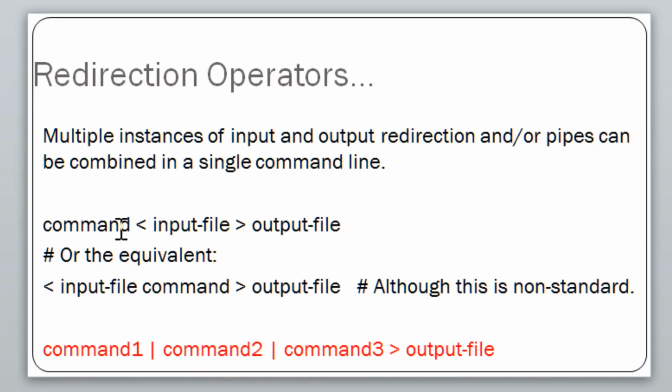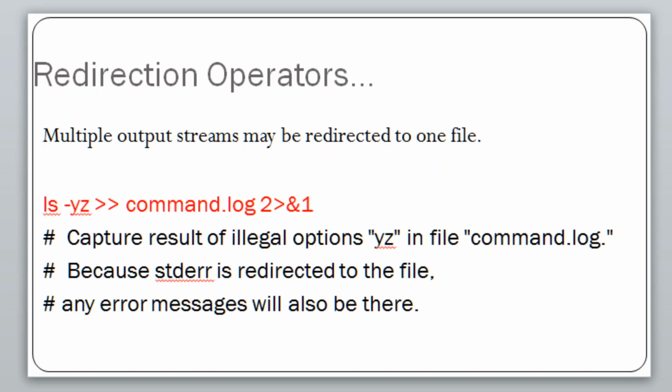So that's how these two operators would be used. So that can be handy. You can do two things in one command line. You can also do multiple output streams and redirect it to one file. So here we say ls with a -yz. We can append the output of that to a command log, command.log. And we can also capture the standard out of it. Okay, so you guys remember from an earlier slide that when we use this symbol, it takes both the standard error and standard output. Okay, so let's do that.